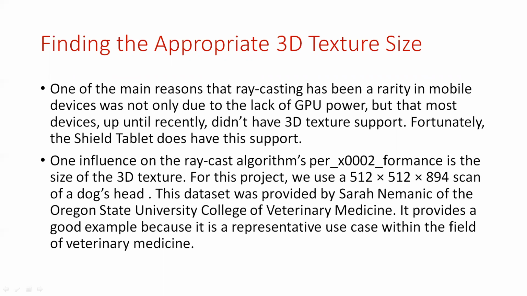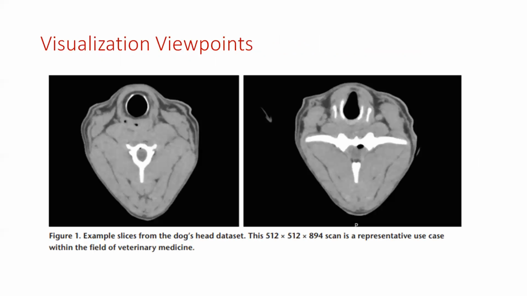3D texture. For this project, we use a 512 scan of a dog's head. This dataset was provided by Sarah Nemok of the Oregon State University College of Veterinary Medicine. It produces a good example because it is a representative use case within the field of veterinary medicine. Here, visualization viewpoints. Here we can see two images. This first image shows example slices from the dog's head dataset. This scan is a representative use case within the field of veterinary medicine. So this is an example of a dog dataset.